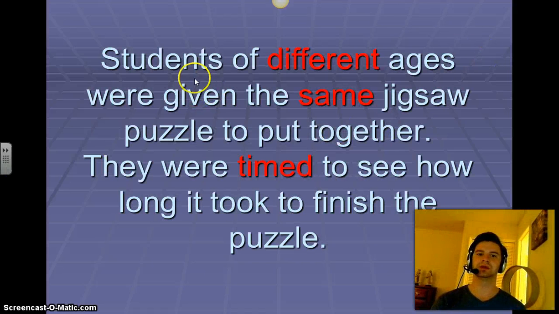Firstly, students of different ages were given the same jigsaw puzzle to put together. They were timed to see how long it took to finish the puzzle. Okay, so take a moment, let's think about it. I went ahead and helped you on this one first because I highlighted some of the major points. But let's talk about the independent, dependent, and controlled variable.